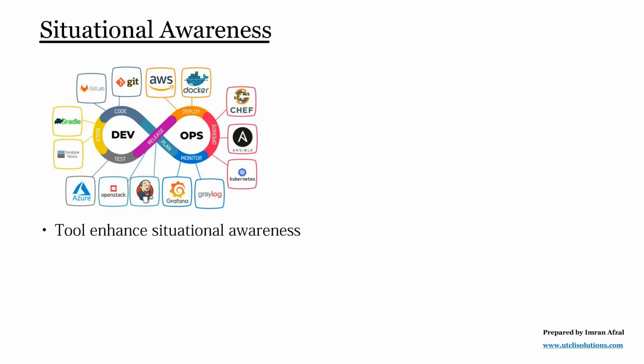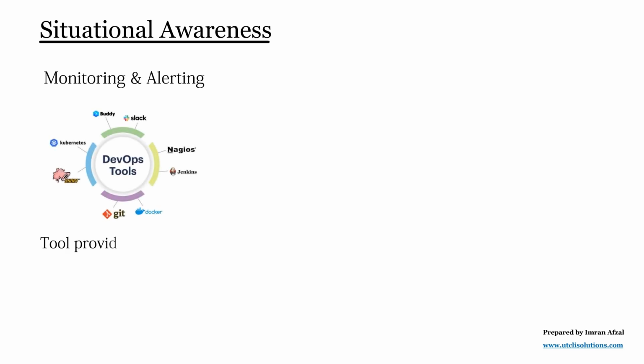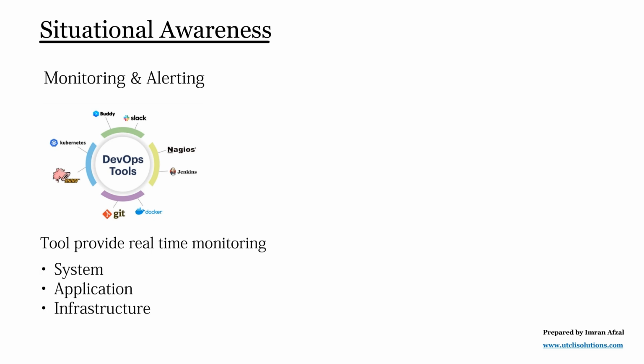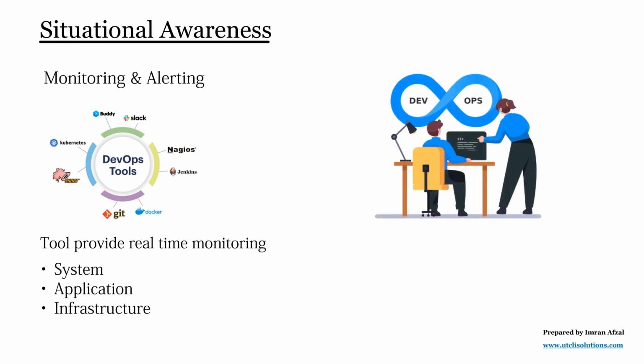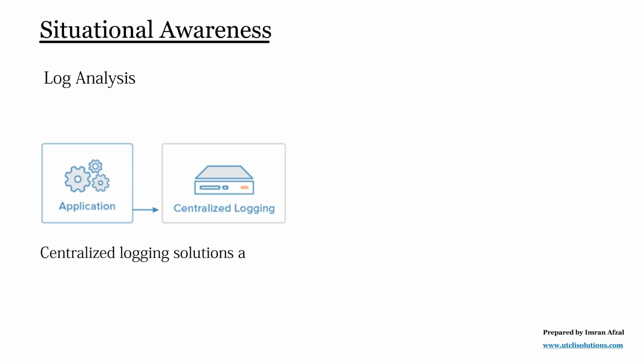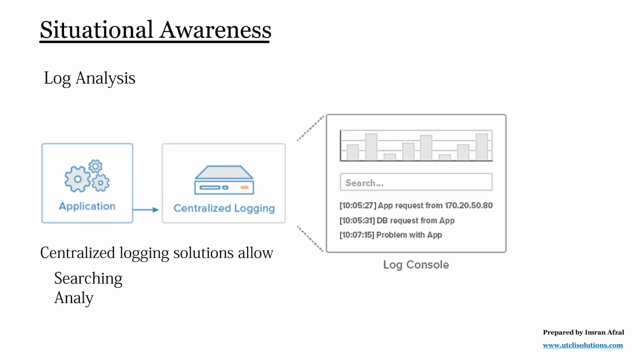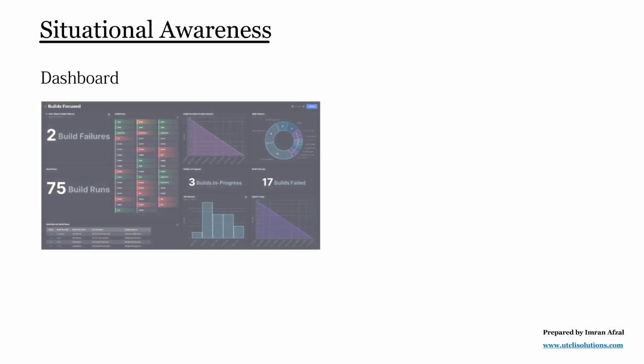Okay, here are some of the tools and practices that we'll go over that enhance situational awareness in DevOps. The first one is monitoring and alerting. Tools that provide real time monitoring of the systems, applications, and infrastructures and alert teams when anomalies are detected. Then we have log analysis. Centralized logging solutions that allow for searching, analyzing, and visualizing logs in real time can provide insights into system health and performance.